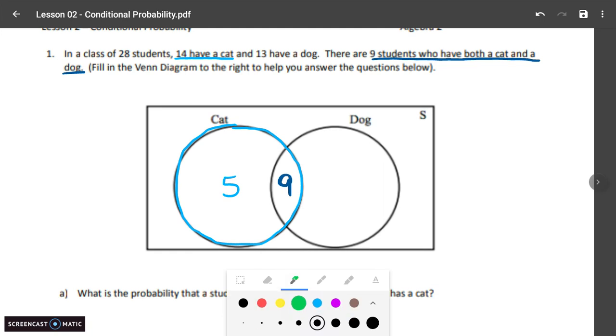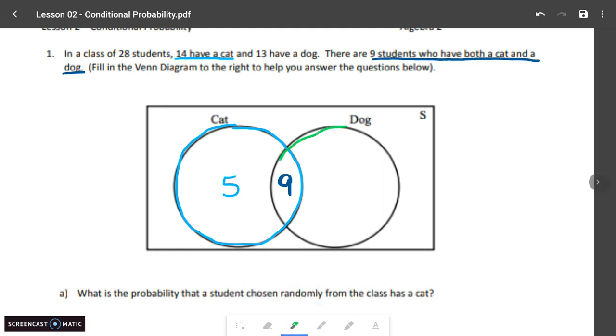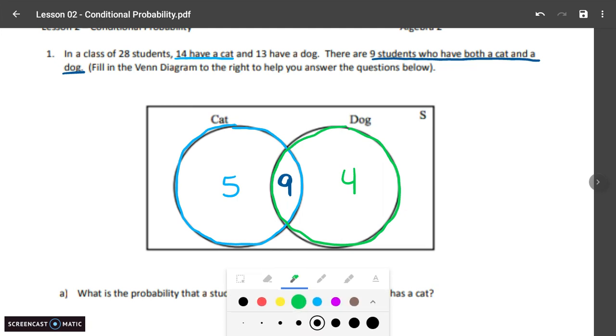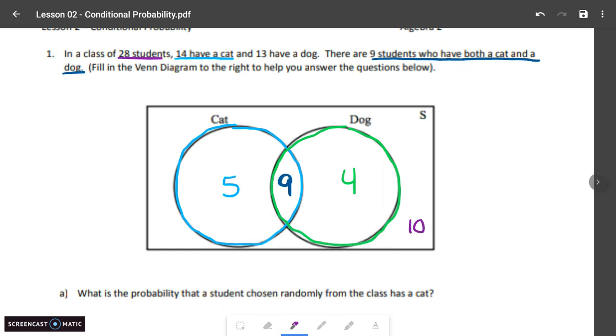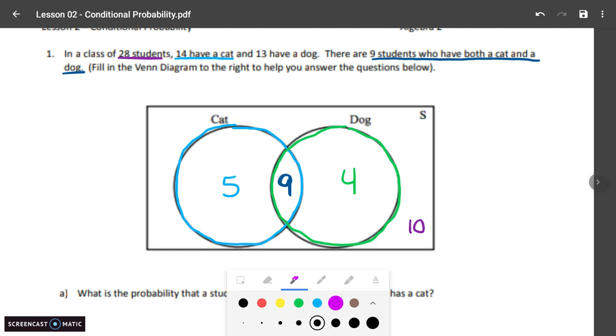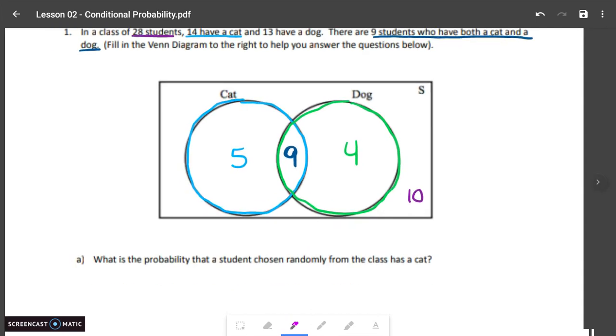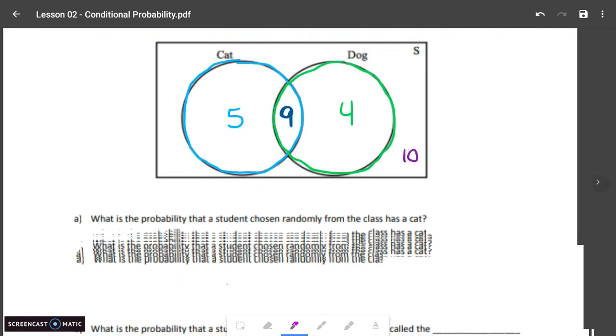And then for the dog, same thing. If there's 13 students in the class that own a dog, and 9 that have both, there are 4 who only have a dog. Keep in mind that's a total of 18 students, 5 plus 9 plus 4. So we have 18 total, but the class size was 28. So remember, there's 10 students in this class that own neither a dog nor a cat. Now that we have this picture, we can answer the following questions.